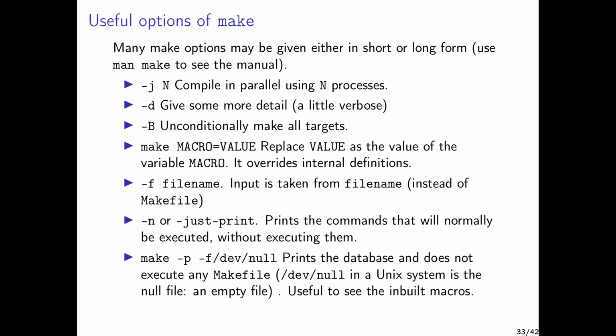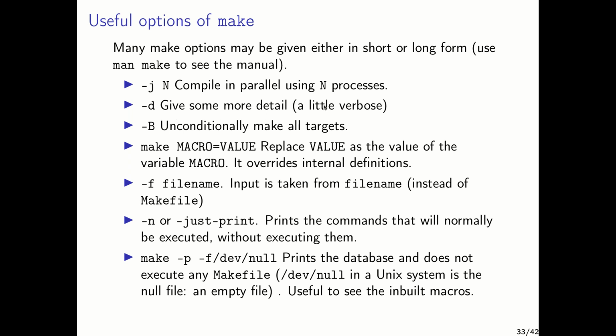This is an overview of some useful options of make. If you call make with -j and a number, it compiles in parallel using n processes. So if you have a computer with more than one thread, you can compile in parallel. This is useful if you have to compile, of course, big programs, otherwise it doesn't make any sense.